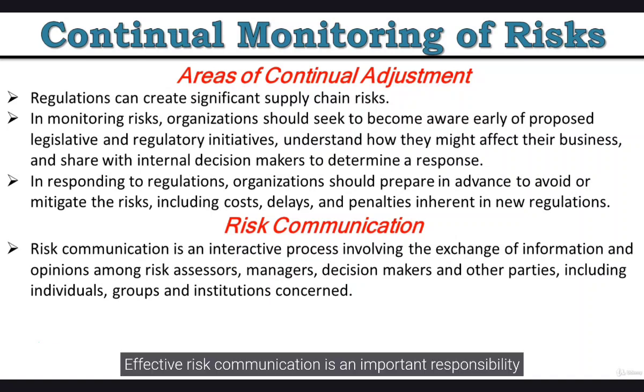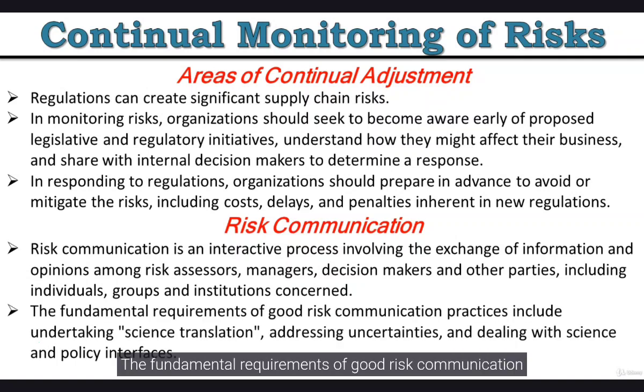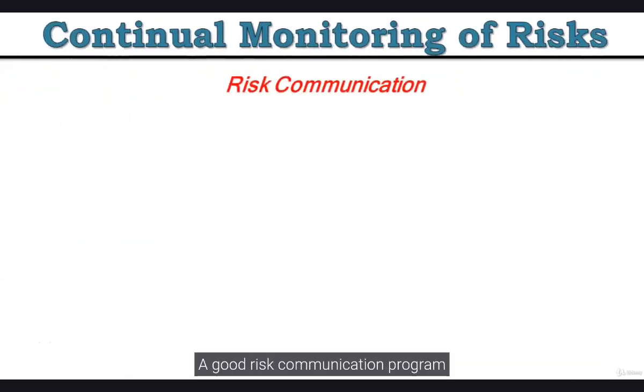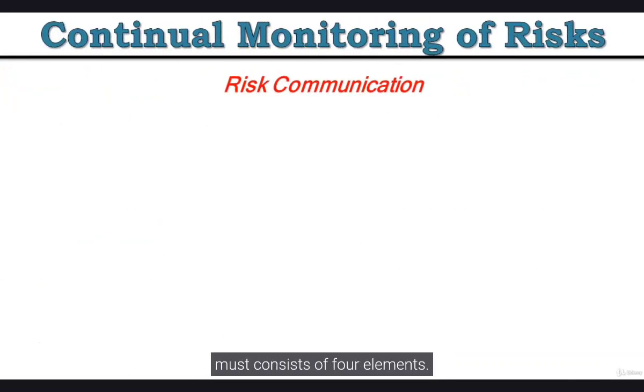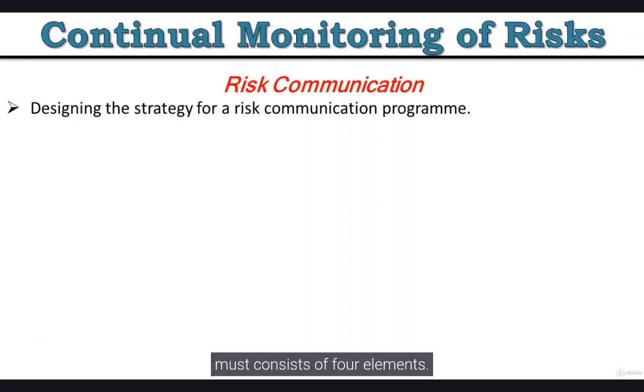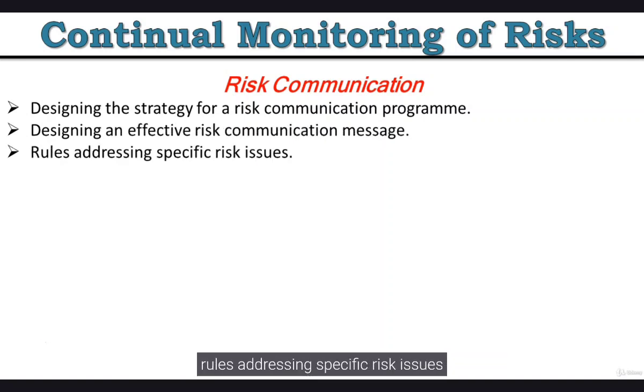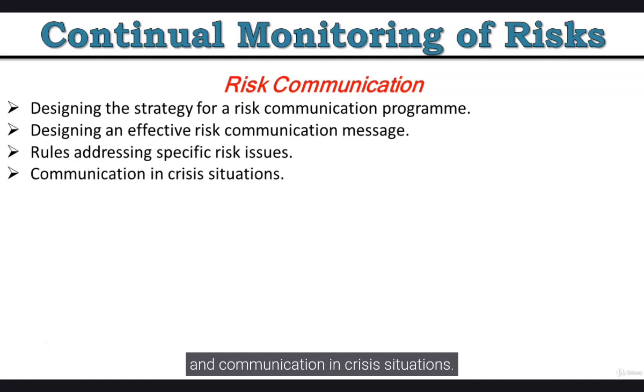Effective risk communication is an important responsibility of many industries and governments. The fundamental requirements of good risk communication practices include undertaking science translation, addressing uncertainties, and dealing with science and policy interfaces. A good risk communication program must consist of 4 elements. First, designing the strategy for a risk communication program, designing an effective risk communication message, rules addressing specific risk issues, and communication in crisis situations.